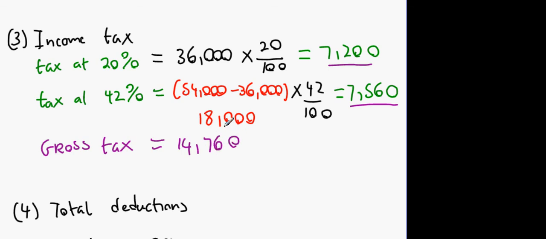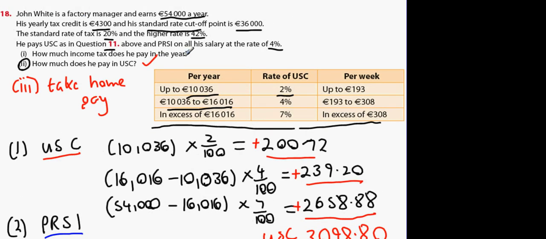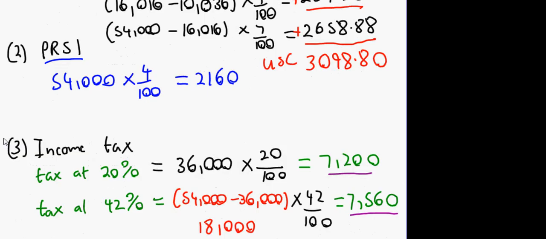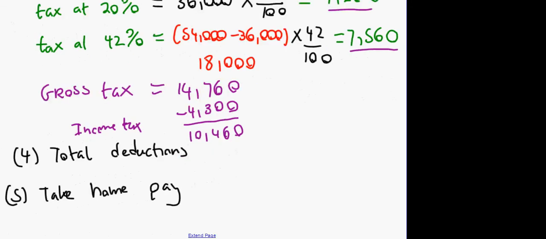Okay. Once you have your gross tax, that's tax you're meant to pay to the government. But there's something called tax credits. That means you pay less. So we go up to the top and we read that the tax credit is 4,300. You take away 4,300, and your income tax is going to be 10,460.